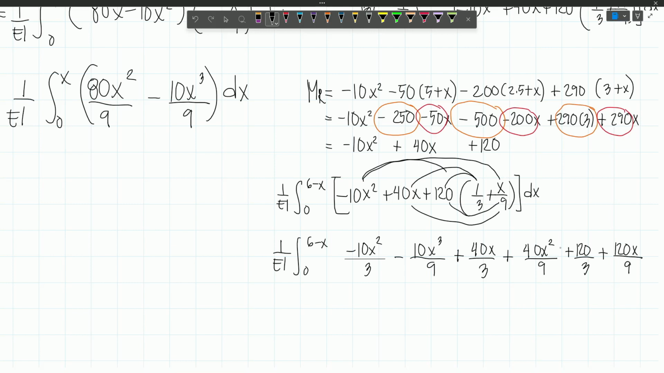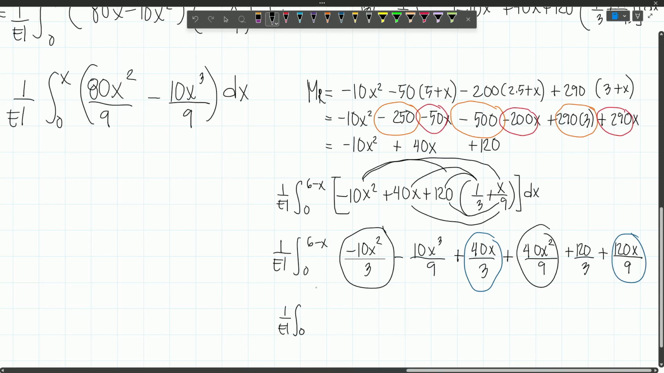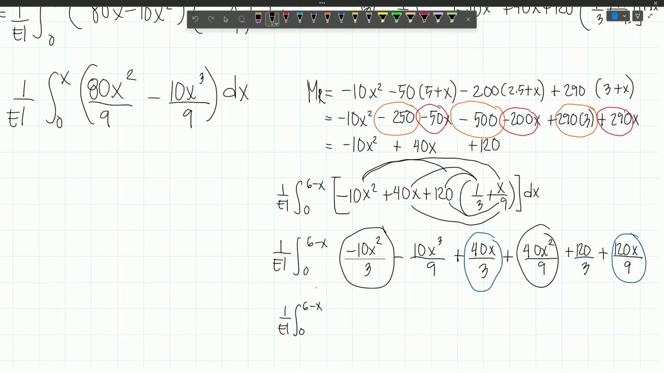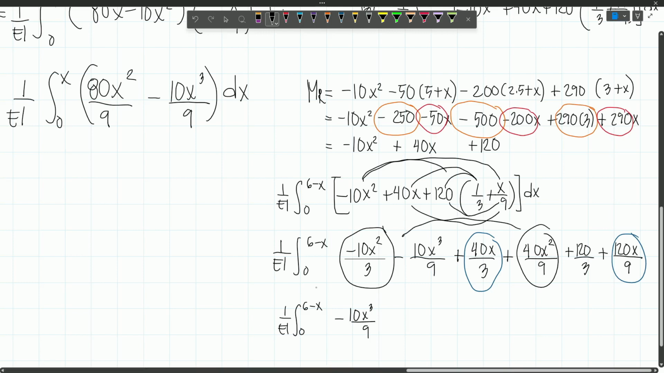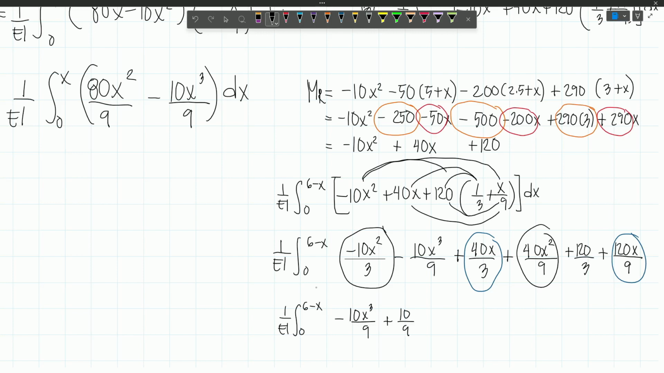And so, let's join the like terms. These with x squared, these with x. And then, that's all. So, this will be 1 over EI, integral from 0 to 6 minus x. And then, minus 10x cubed over 9. Plus the sum of this one, which is 10 over 9 times x squared.